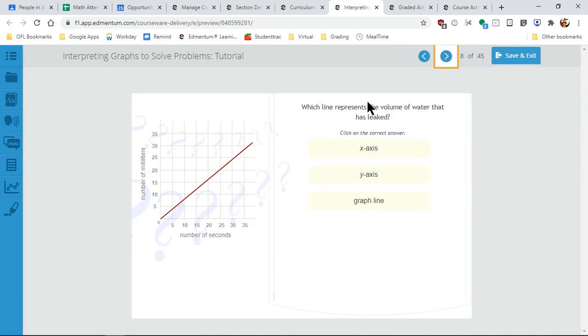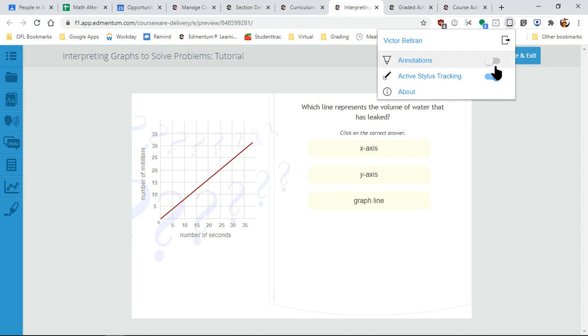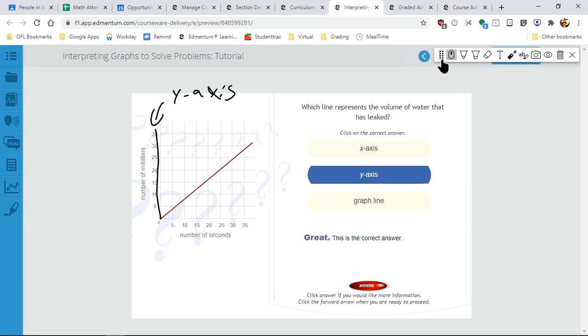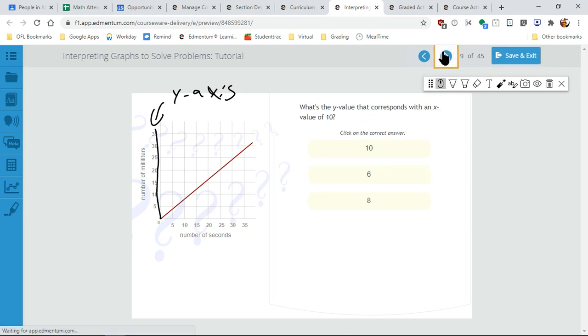I'm so sorry. Okay, so which line represents the volume of water that has leaked? So that would be this axis right here, this y-axis. Let me grab my pen. I can't believe I haven't turned my pen on. So here, we're talking about this right here. So I know a lot of this is review. So the y-axis tells us how much water we're losing. So we're going to say that's the y-axis.